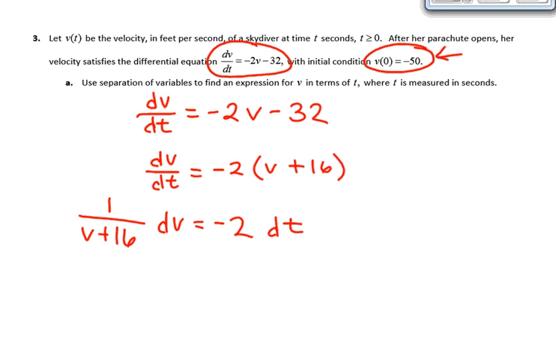Okay, so I want to mention this here. What I did is, you could have just divided by negative 2V minus 32, but I like to take out the constants. So I actually factored out a negative 2 first, so that all I would be divided by is V plus 16. Because this integral over here on the left side is going to be more complicated since it's in a denominator. So I like to make this as simple as possible. So anytime that you can factor out a value, that would be helpful. But you could have still done it if you had divided by the whole thing at the very beginning.